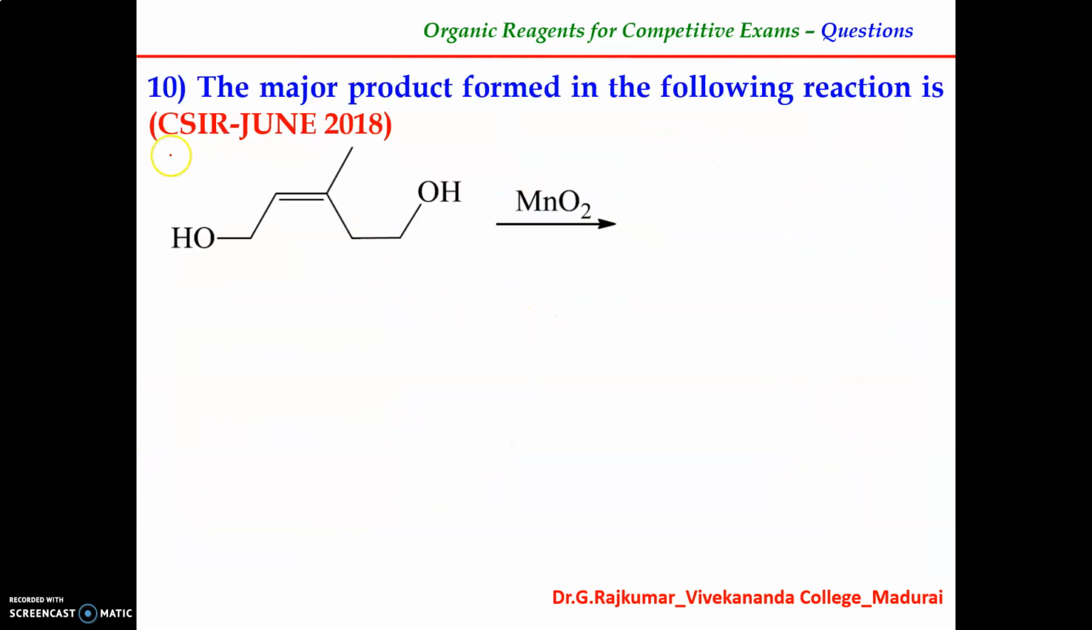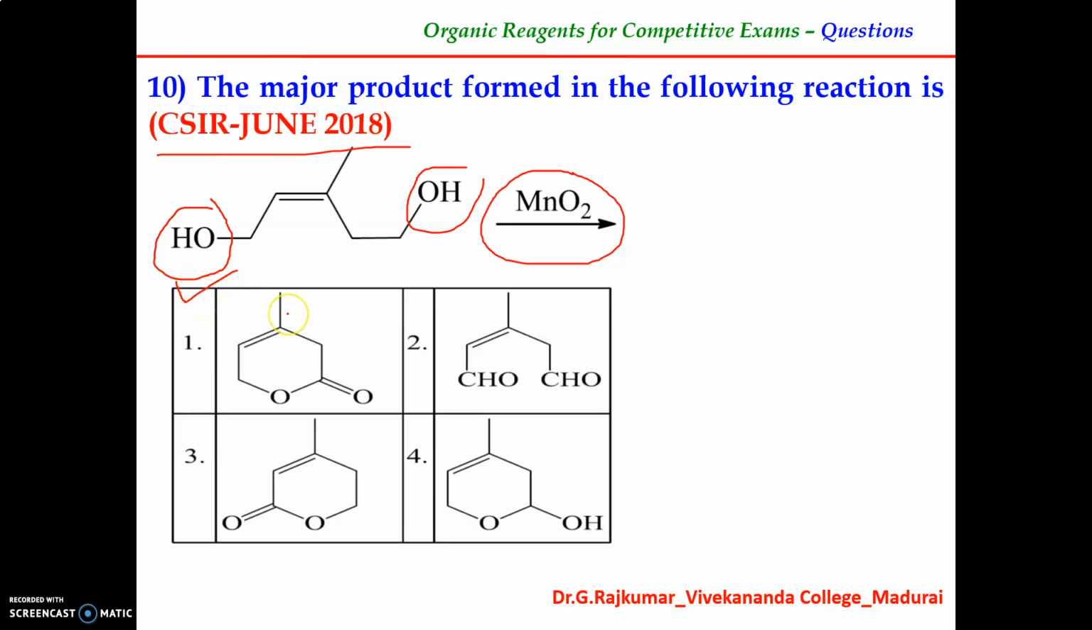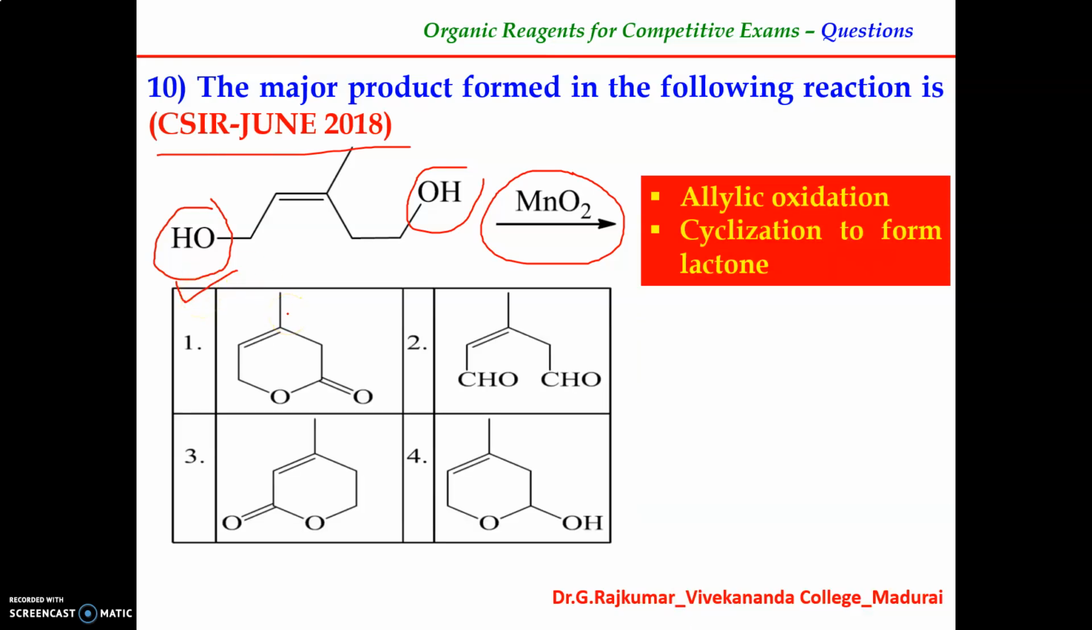And the tenth question. This question was asked in the June 2018 CSIR examination, the major product. Look at this, manganese dioxide. This can be used for the selective oxidation of allylic or benzylic alcohols. Here you can see two hydroxyl groups are there, but this one is at the allylic position. They have given four options. So allylic oxidation can take place. This OH group can be oxidized into CHO, and in the second step, what happens?